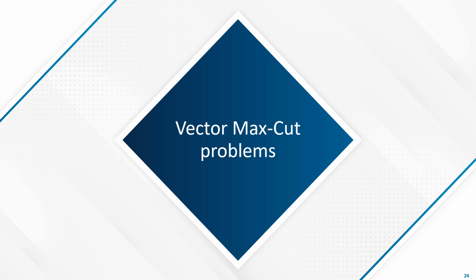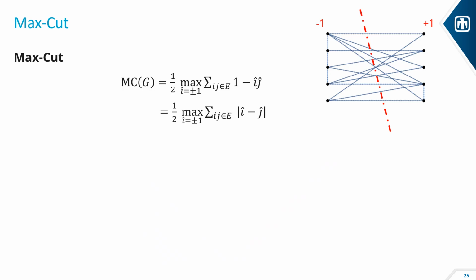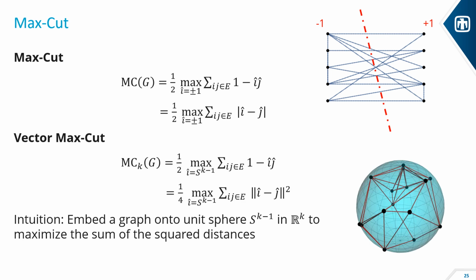And with that reduction, we now turn to graph and vector max cut problems. So recall that max cut is this classical problem in which, given a graph, we're asked to partition the vertices into two sets so as to maximize the number of edges which cross the partition. Alternatively, we assign labels trying to maximize the number of adjacent vertices with opposite labels. Now, there's a well-studied generalization called vector max cut, where instead of assigning plus and minus one labels, we now assign unit vectors to each vertex.